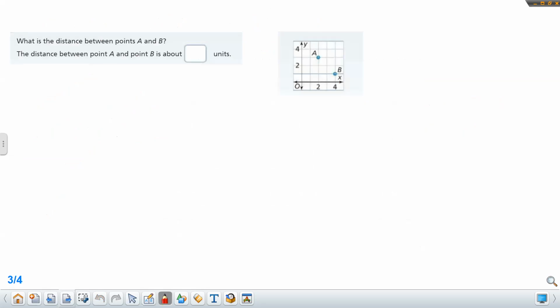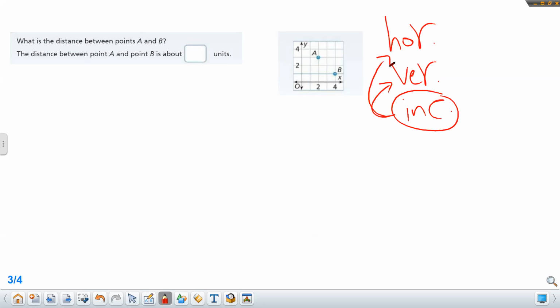Okay, a simple example for the distance between 2 points. The question here: what is the distance between points A and B? First, what about A and B? The distance between them may be horizontal, maybe vertical, maybe inclined. What's the distance between A and B? Yes, good, inclined. So if you want to find inclined distance, you will need vertical and horizontal distances. So you will construct what? A right angled triangle.